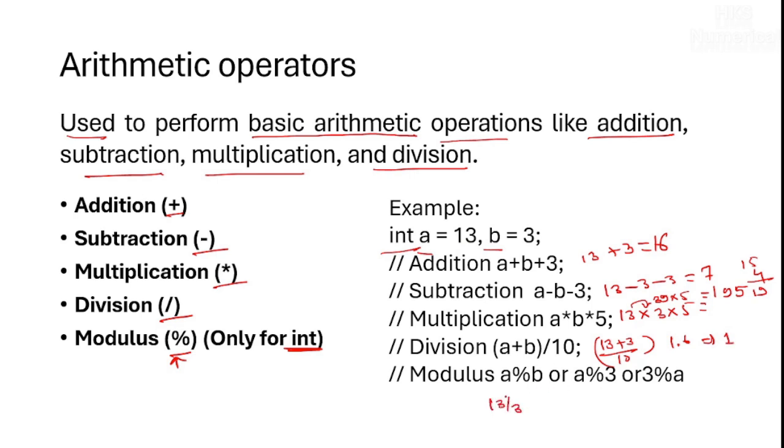13 modulus 3: 3 fours are 12, 13 minus 12 will be 1 remainder. So 13 modulus 3 is 1. Now 3 modulus 13: the remainder will be 3. Okay, now come to the practical part.